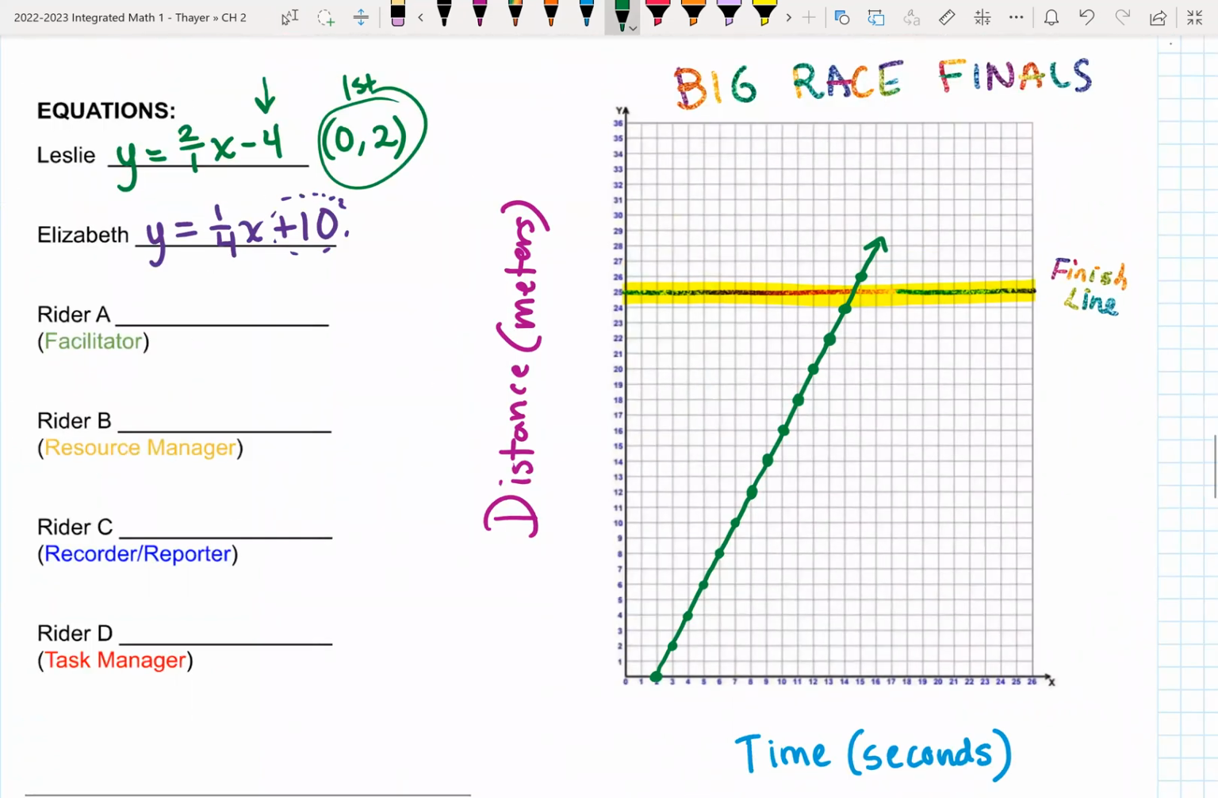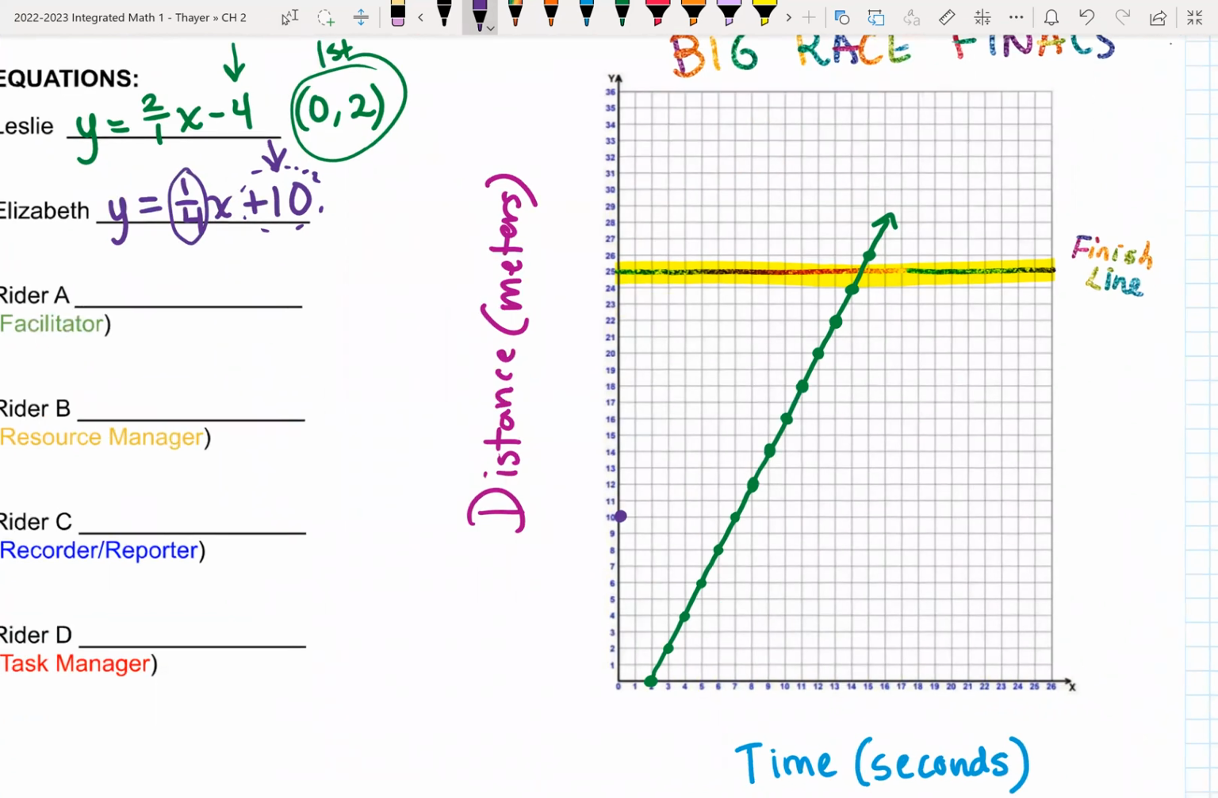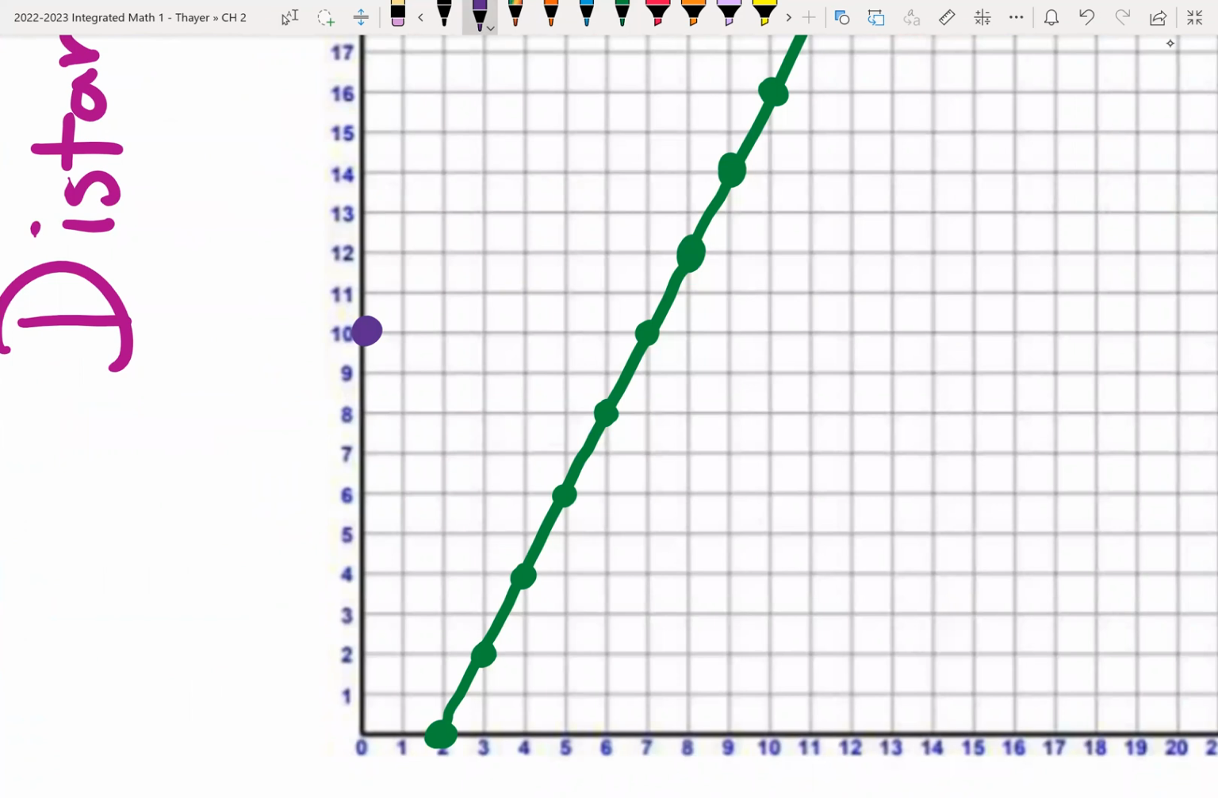Next, Elizabeth. All right, Elizabeth has a y-intercept of +10. That does fit on our graph right here. 10-meter head start for her because she's going so slow, only 1 meter every 4 seconds. So that's a rise of 1 and over 1, 2, 3, 4. Up 1, 1, 2, 3, 4. It looks like they're tied right there. Up 1, 1, 2, 3, 4.